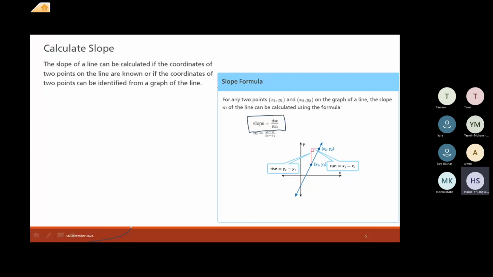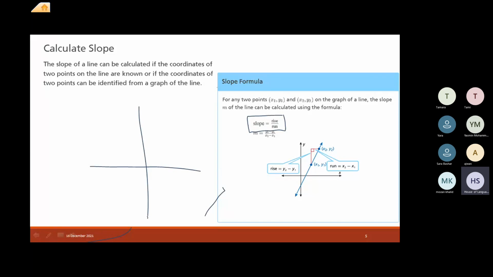Like how the sun is rising. You go upward, or like from west to east. So the red line means the rise, which means y2 minus y1. This is just to know what I mean by rise and run, but I don't need them. When you need to calculate, you will need y2 minus y1 over x2 minus x1.